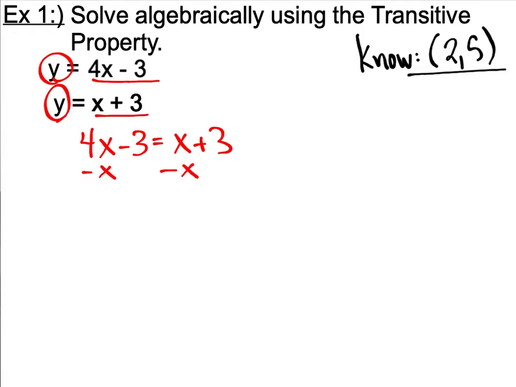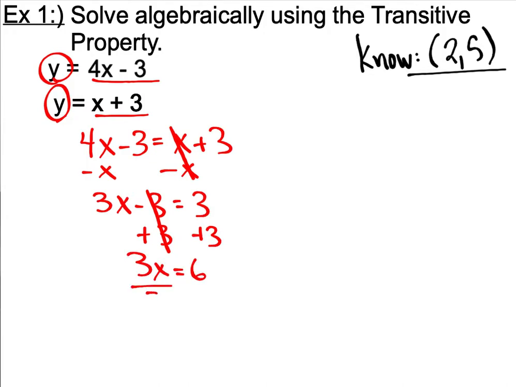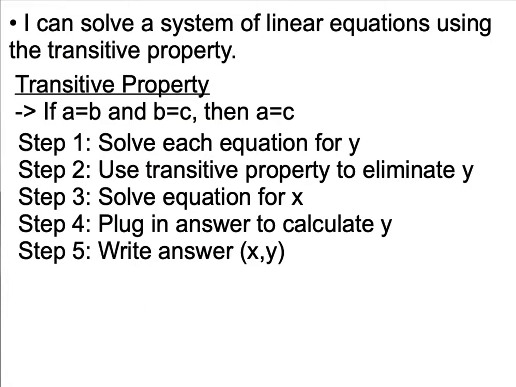Let's get the x's on the same side. Subtract x. So 3x minus 3 equals 3. I can go ahead and add 3 to both sides here. So 3x equals 6. Then I can divide by 3. Getting the x by itself, x equals 2. So that was that step of solving for x.